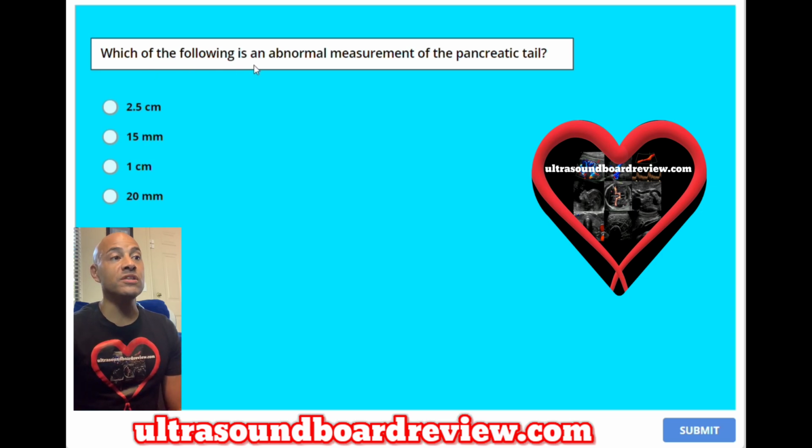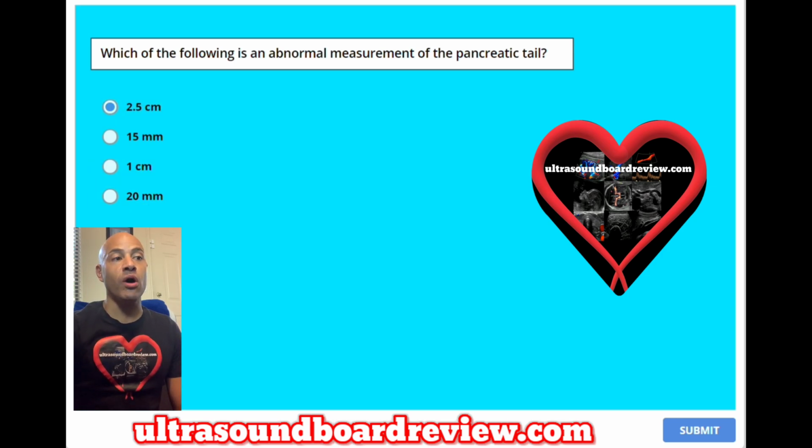Question 65. Which of the following is an abnormal measurement of the pancreatic tail? A, 2.5 centimeters. B, 15 millimeters. C, 1 centimeter. Or D, 20 millimeters. The answer is A, 2.5 centimeters.